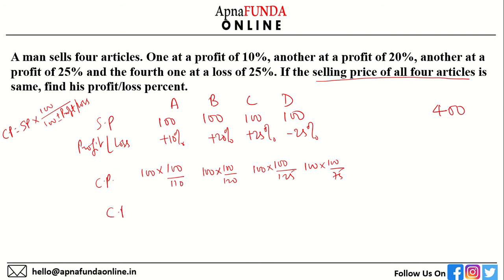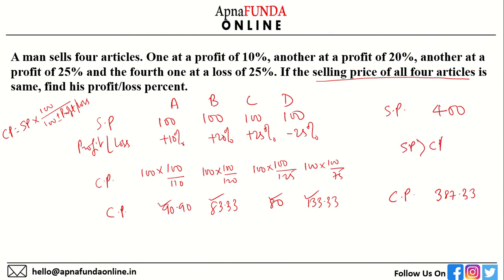So my final values of CP will be, in this case 90.90, in this article 83.33, in this 80, and in the last 133.33. The total of all these four cost prices will give me my final cost price as 387.33. Now we have the selling price, we have the cost price. Selling price is greater than cost price. This is a situation of profit.